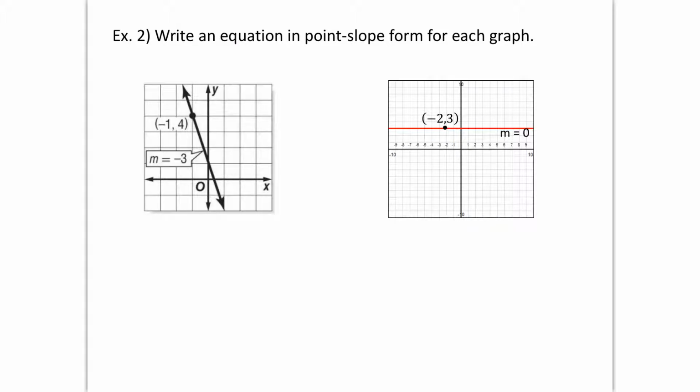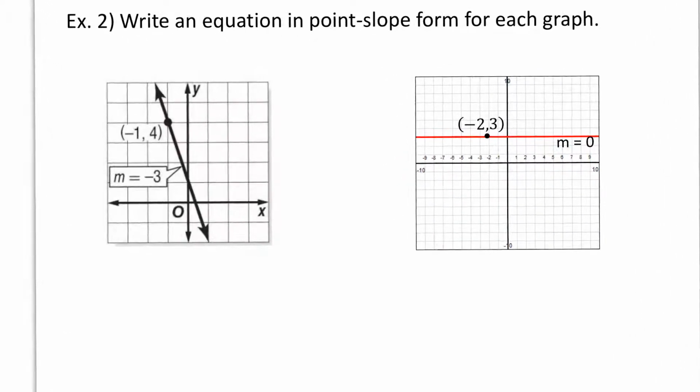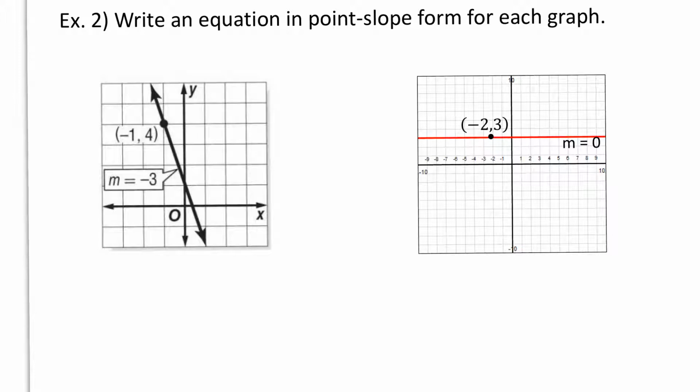All right, now this one is kind of going backwards. They have the graph already, but we want to write the point slope form for each one of them. So first, let me write down the form so you guys know what we need to use. And it is y minus y1 equals the slope m times the quantity of x minus x1. So we do need the x1, the y1, and that's from your point, and we need the slope.